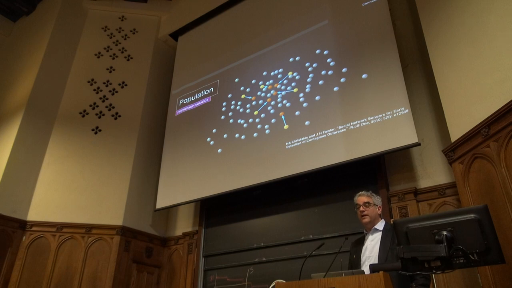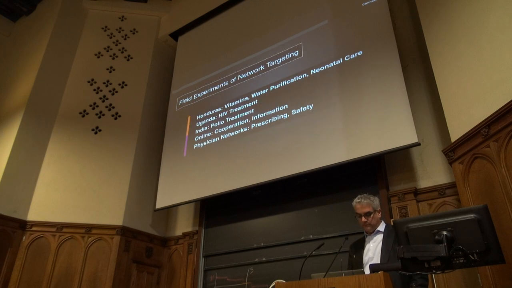You pick people at random, and you have them nominate their friends, and the friends of the random people are going to be more central in the network than the random people themselves. And this actually allows you now to extract network information from graphs without having to map the whole graph.